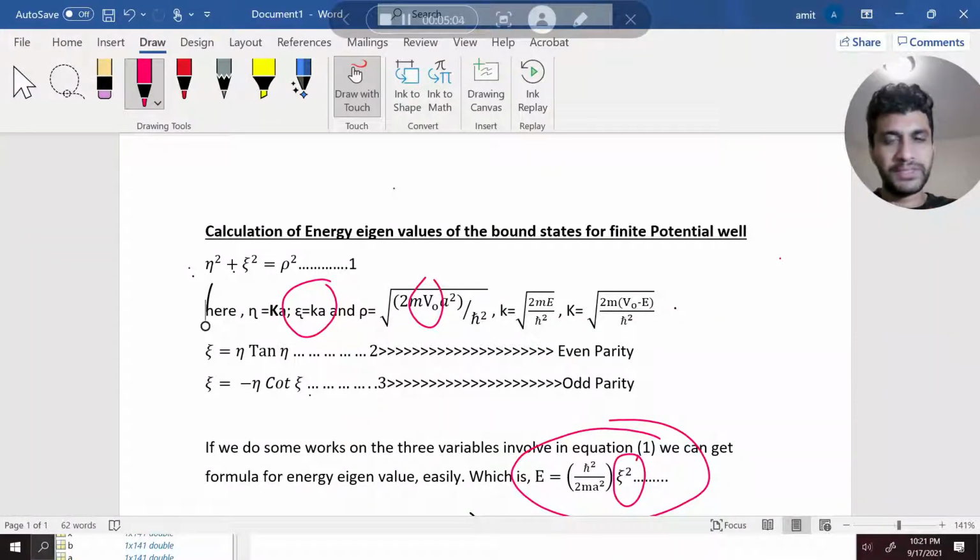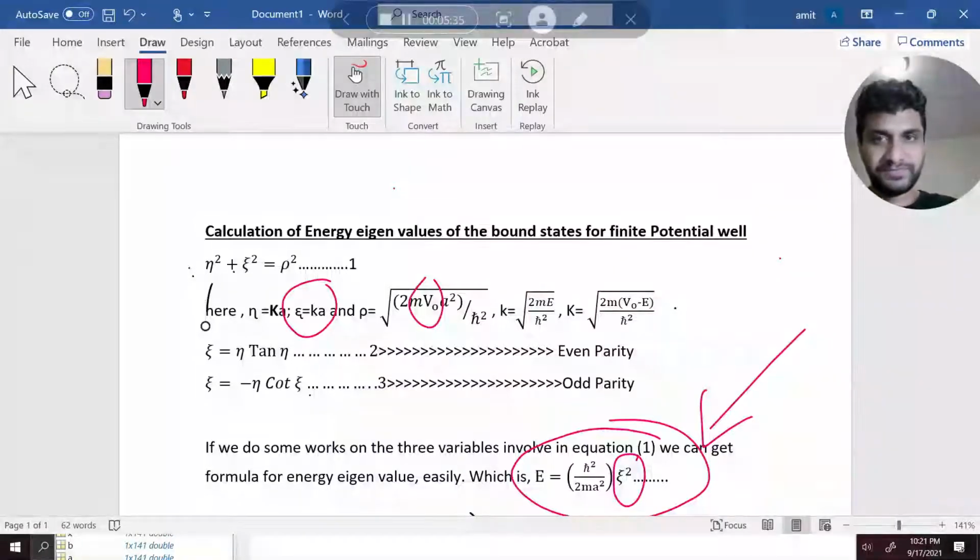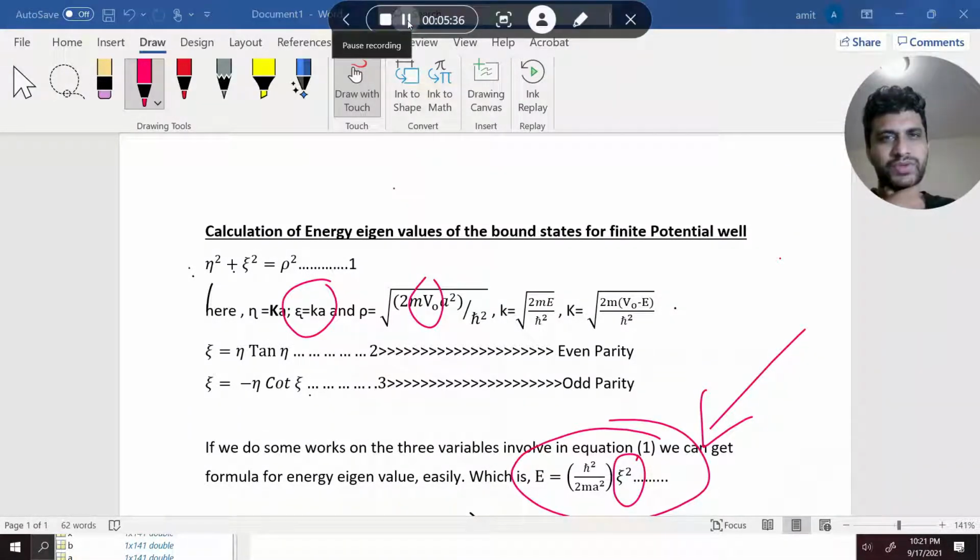So what we do is we plot equation 1, equation 2 and equation 3 on a graph, and we will find their intersection points. That intersection point gives xi, which we can use over here to get the value of energy, because the intersection point only is the solution of these three equations, which will be valid for all of these. So let me take you to MATLAB.